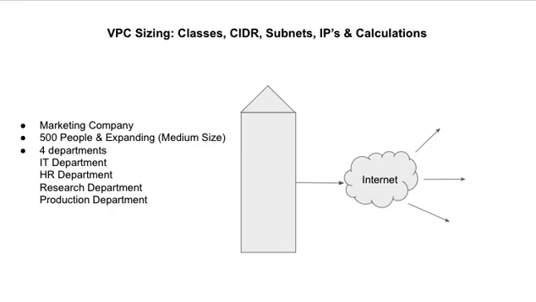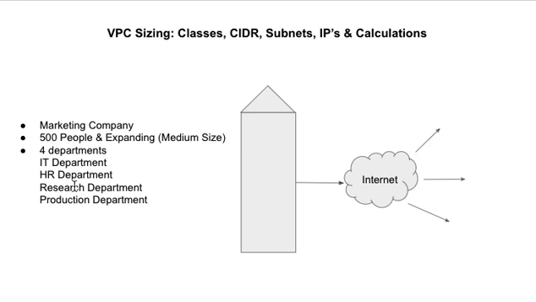Now we have a marketing company. As you can see, this is my drawing. This is the marketing company. This marketing company has 500 people working for it and it's rapidly expanding, right? Which is basically a medium-sized business. Now this business has 4 different departments.